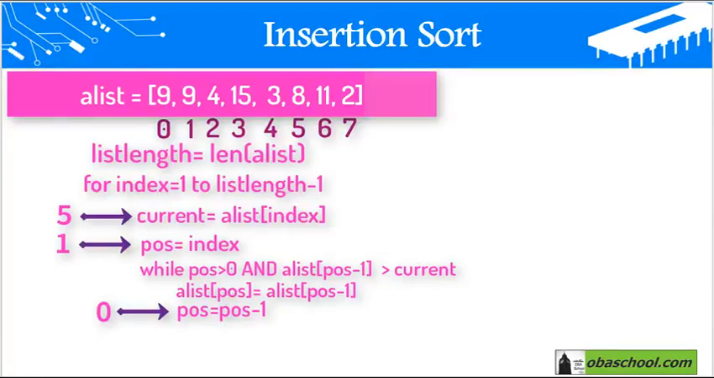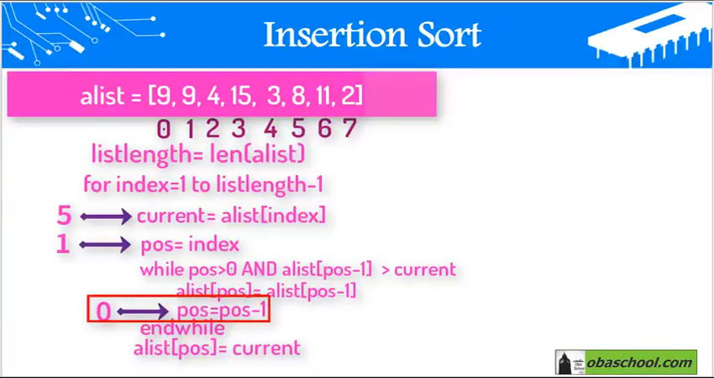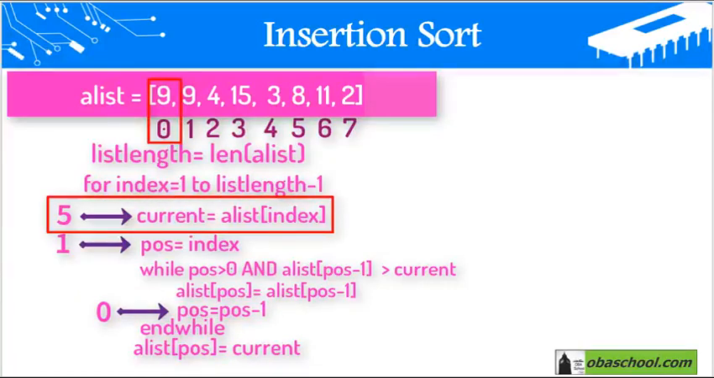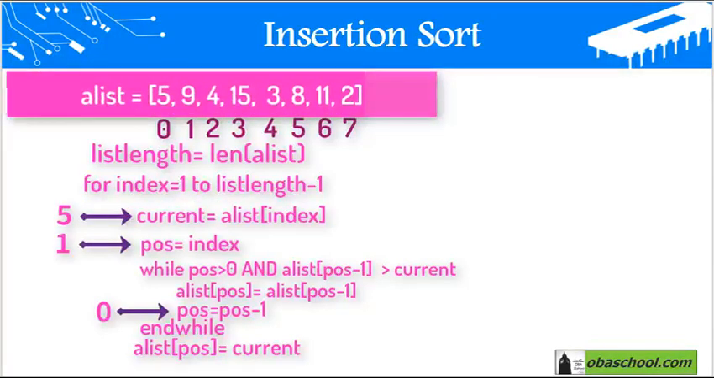Now we'll get out from the while loop by writing end while. And then we are putting in variable a list pose. The pose is now 0, so we are putting in index 0 the current value that is 5. So the new list is like this now.